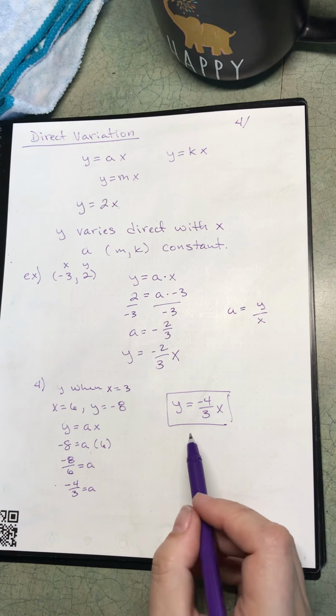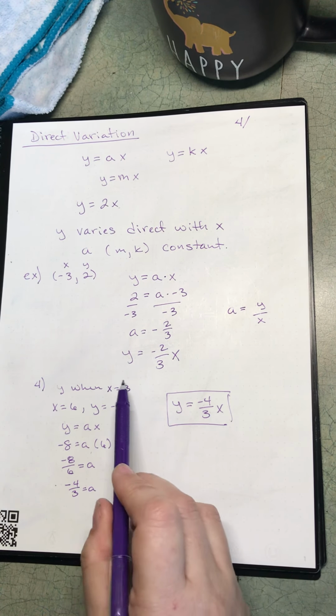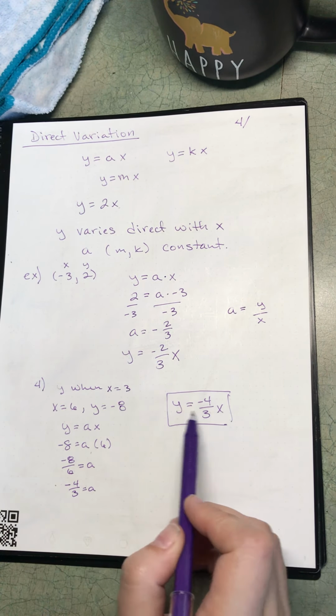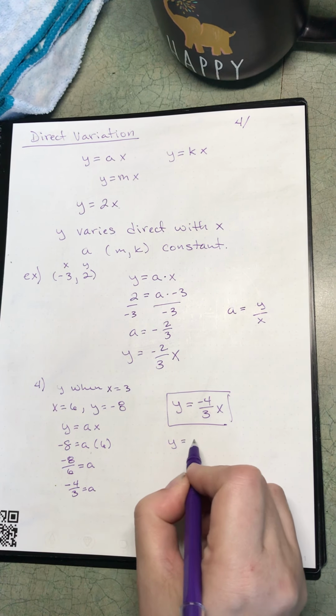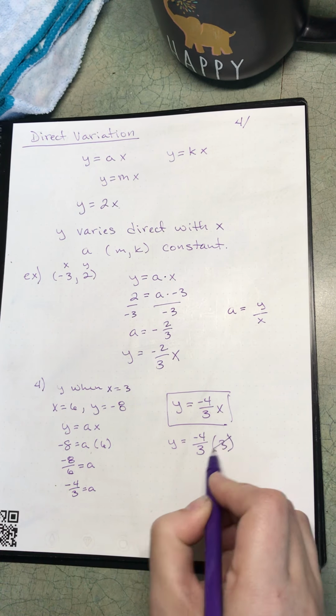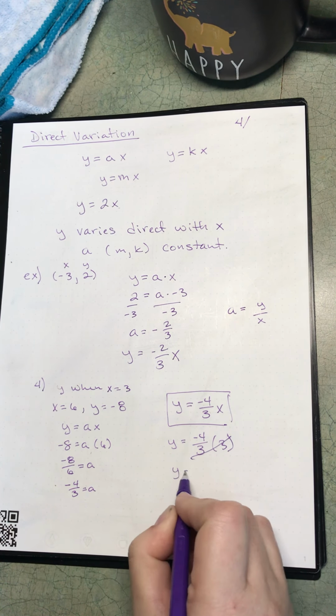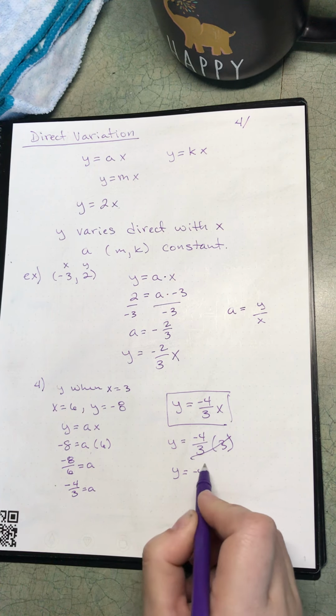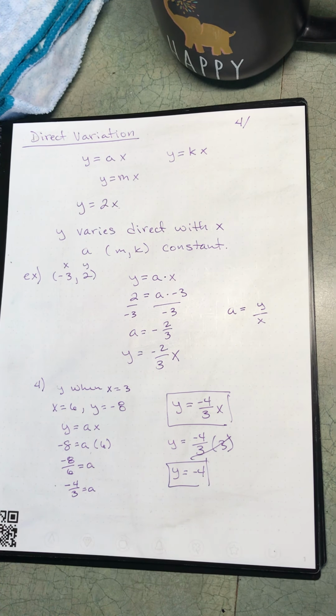And then my second thing I have to do is substitute 3 in for x to find y. So y equals -4/3 times 3. That divides, so we've got y equals -4. So there's my part 2.